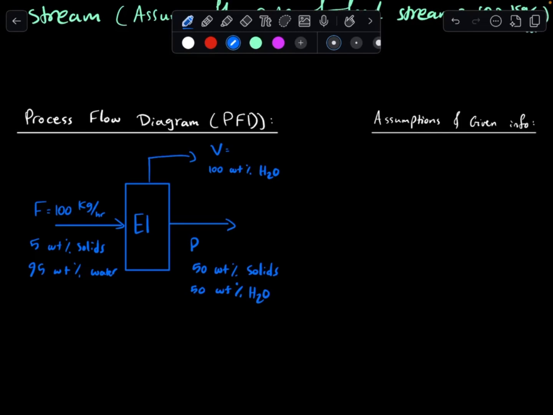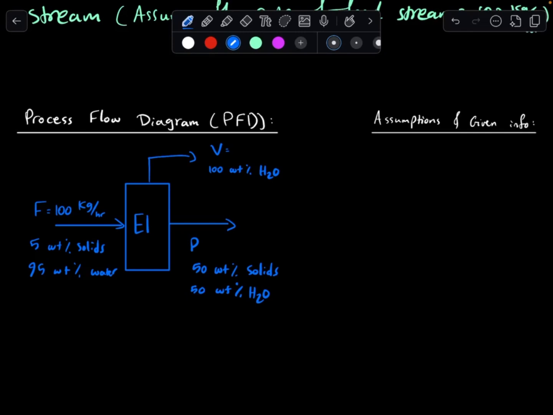So this looks good now. We have our system, we have the flow rate, and we have the vapor stream and the product stream coming out of the evaporator. So our process flow diagram is complete. We can move on to the assumptions and given information. So this part pretty much details all the information that the question has given us.